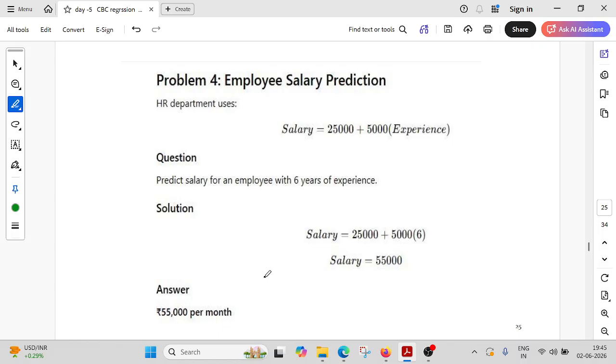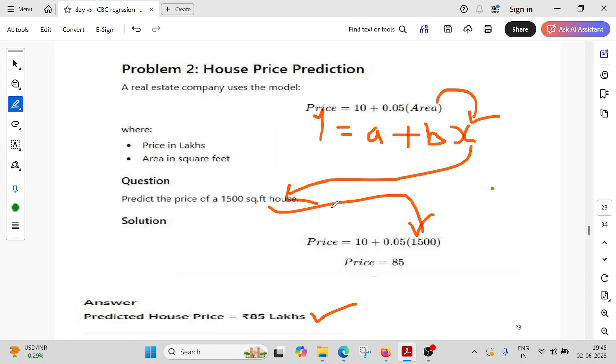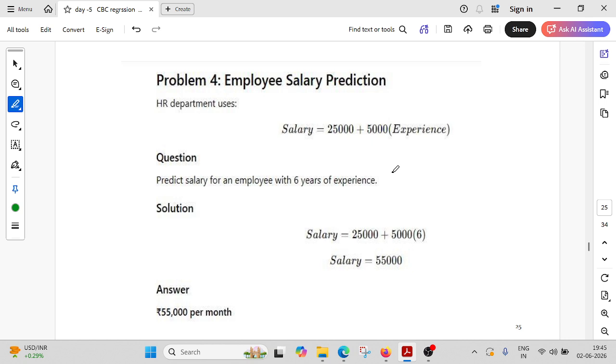Next, employee salary prediction. Again, the data they have given, because we don't have the data set. We didn't take this data set, so we are taking the formula directly because you are already familiar with it. Salary, that means y equals a plus b into x. The question is: predict the salary for an employee with 6 years of experience. You substitute that 6 value here, and you get 55,000 per month.